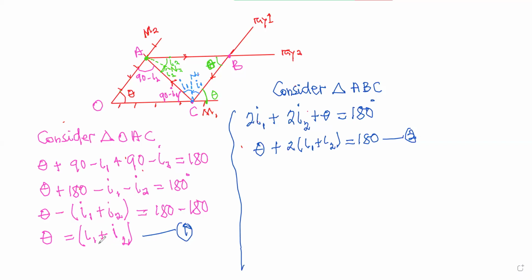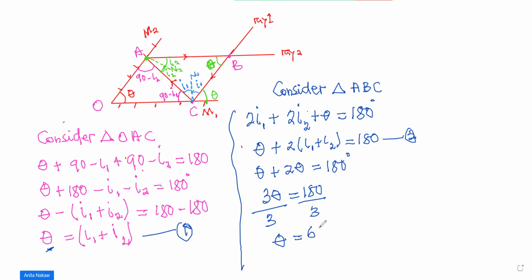So wherever I see I1 plus I2, I substitute theta. So we have theta plus 2 times theta is equal to 180 degrees. Therefore, 3 times theta is equal to 180. When we divide through by 3, the angle between the mirrors is equal to 60 degrees. Ladies and gentlemen, this is the solution to the problem.